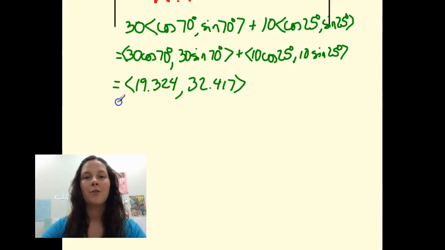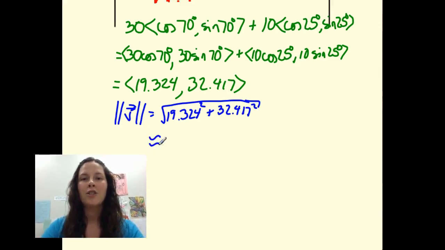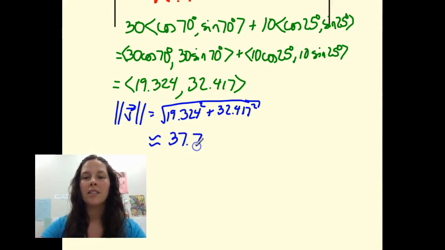We were asked to find the magnitude and direction of the force vector. So to find the magnitude, we use the distance formula. We end up with the square root of 19.324 squared plus 32.417 squared. Taking the square root of that value, I punched everything into my calculator. I just used parentheses around what's under the radical to get a magnitude of 37.740. To label my magnitude, I will use the same label that was given to me in the problem, and that was pounds.